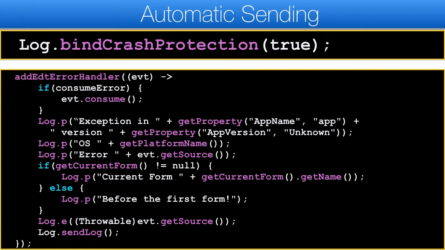Event dispatch thread exceptions can be caught by using the EDT error listener from the CN class or from Display. If you consume the event object, the error message won't reach the EDT and an error dialog won't be shown to the user. Notice that the exception is logged near the end with the Log.e method and sent manually.